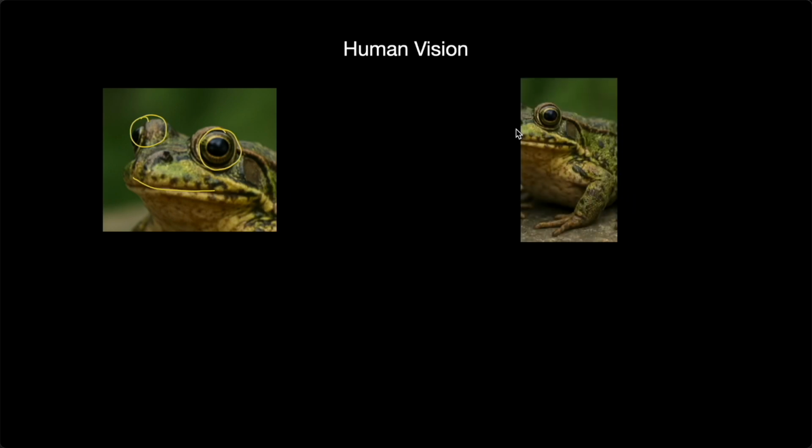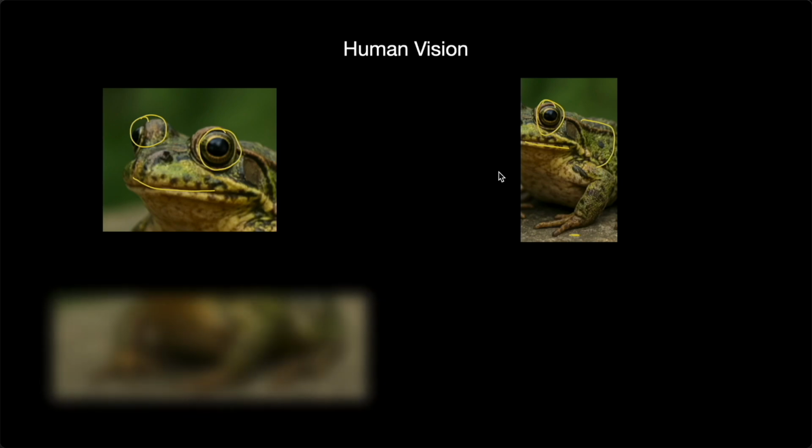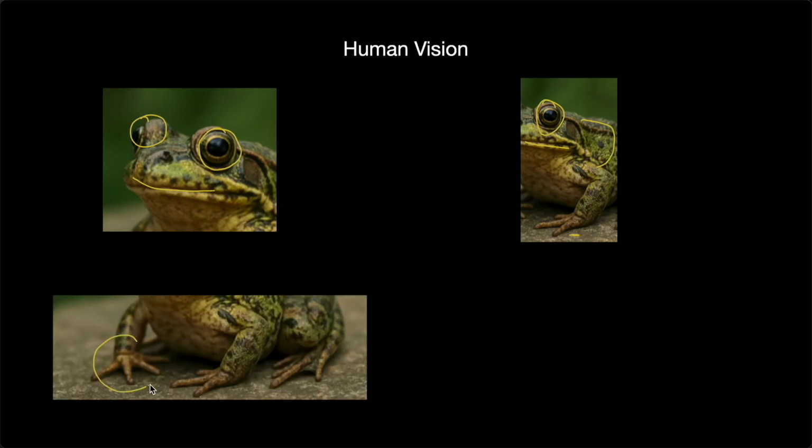Similarly, if I show you this image, it's a half picture, but still you will be able to recognize it. You can see the legs, eyes, some part of mouth and some part of body, right? Similarly, if I show you just the legs, still you will be able to guess that it's a frog.